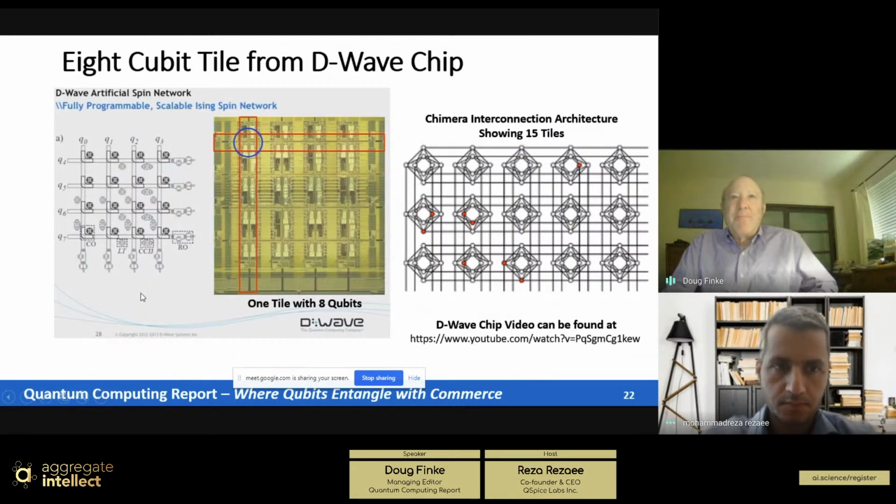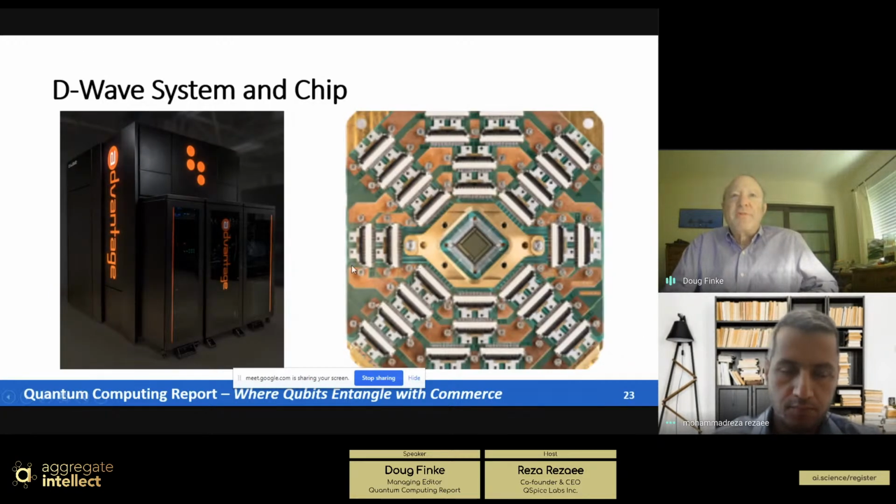So here are some examples of how these qubits are connected. This is one of the earlier machines, where they put the qubits in local clusters of 8, and then they had multiple of these, which they call tiles. Then they had these tiles connected together. Their latest machine, which they announced last year, is called the D-Wave Advantage, and it has over 5,000 qubits.